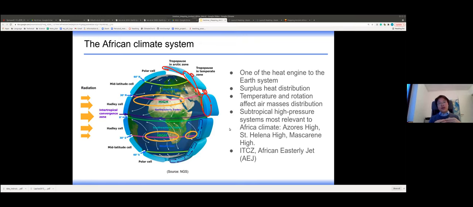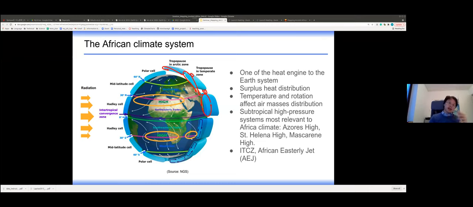Then we have different temperature gradients because of the uneven distribution of energy, and also the rotation, controlling the seasonal cycle. From those dynamics, we produce different kinds of high pressure systems. For Africa, we have three main highs. The Subtropical High, the Azores High, is in Northern Africa. There's also a high system in the Southern Atlantic, which we call the St. Helena High. Another very important one is called the Mascarene High in the Indian Ocean.